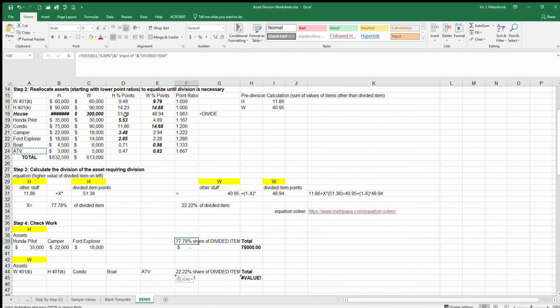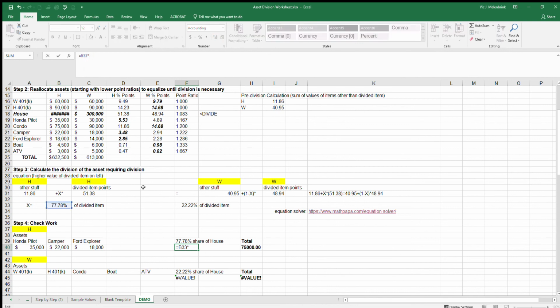And I have it set up here so she's getting, or sorry, husband, this right here, 77.78% share of divided item. If you want to make it nice and neat, you can change this in that formula, get rid of divided item, and just click on house. You can do the same thing here, get rid of divided item in the formula and click on house. So 77.78 share of the house, 22.22% share of the house.